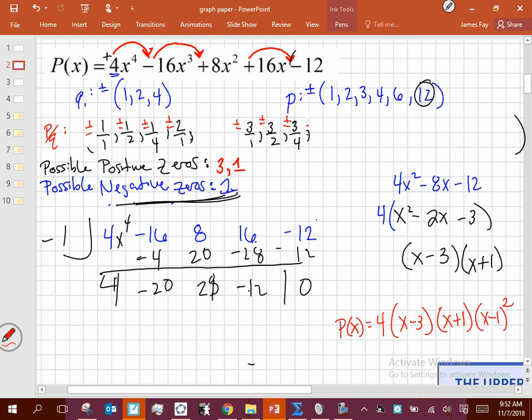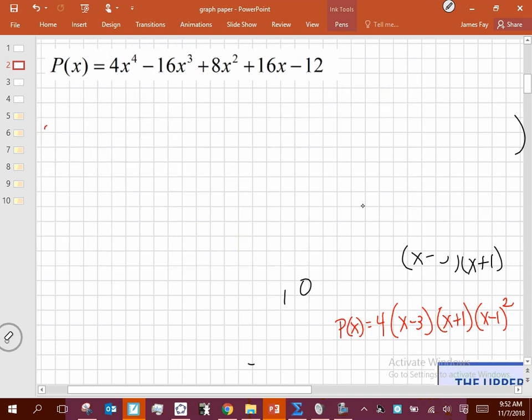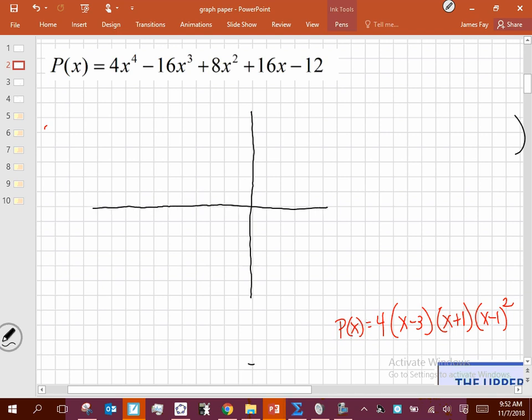Why are we doing this, though, guys? Why are we interested in this process? What is our overall goal? Okay, yeah, we're interested in graphing these things, right? And right now, that tells us a lot of information.